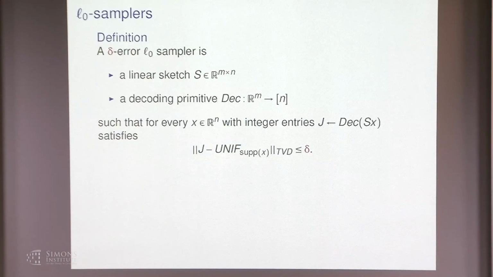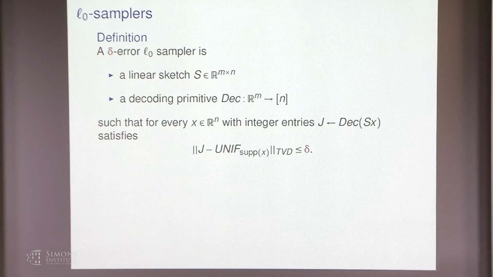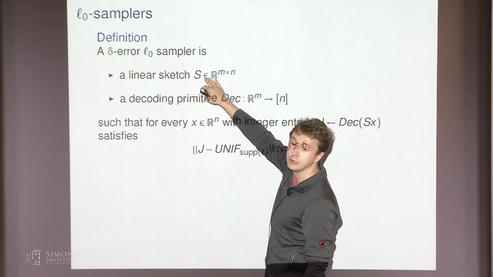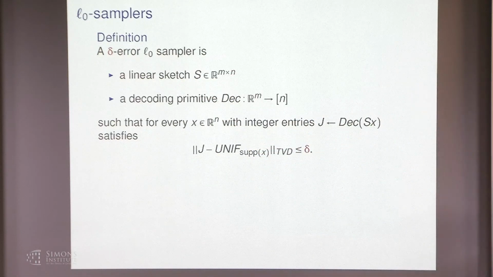Good. Well, luckily this has been studied in the literature, and this is known as L0 samplers. So let me define L0 samplers for you, and then we'll get a sketching algorithm for connectivity. So a delta error L0 sampler is the following object. It's a linear sketch, which is also known as a distribution of matrices that maps vectors in dimension n to vectors in some small dimension m.